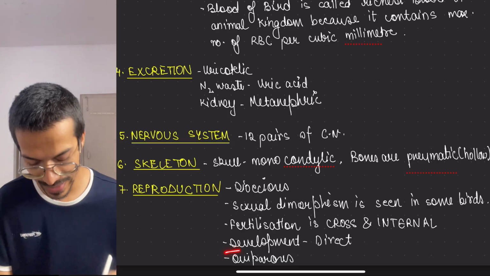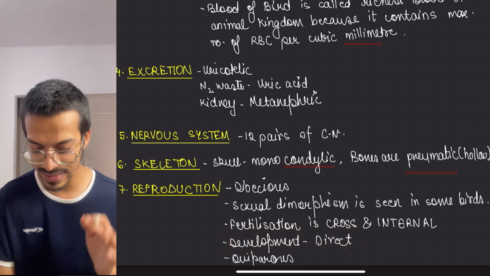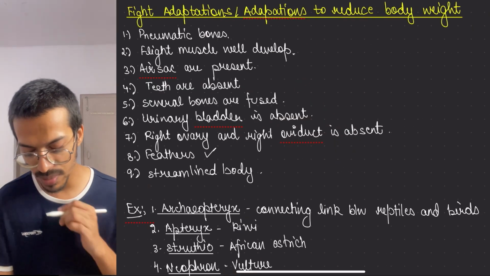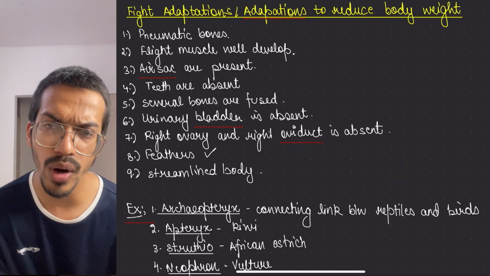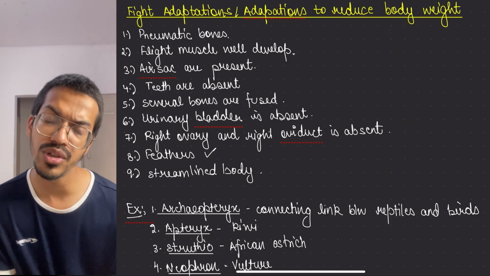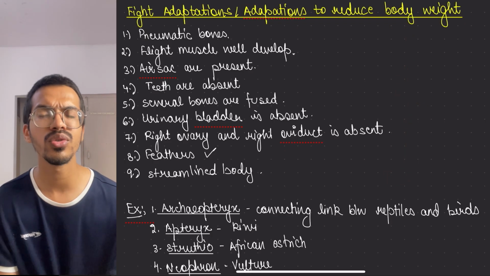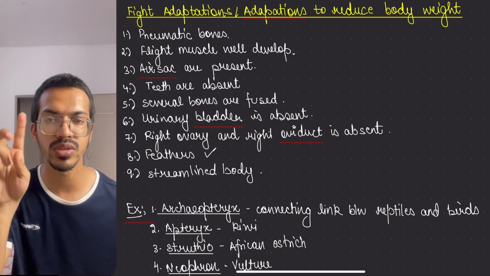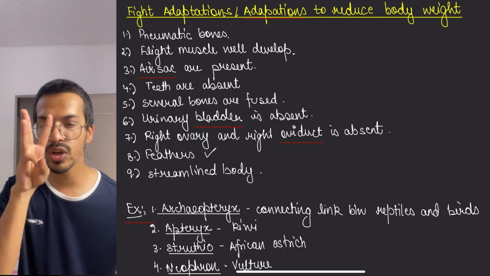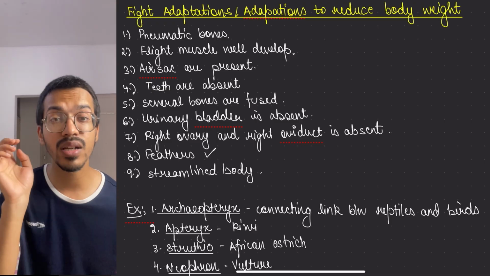Development is direct in them. They are oviparous, meaning they lay eggs. Certain adaptations are present in their body to reduce their body weight. You go through them and you should remember them. Till now, what do you remember? They have pneumatic, hollow bones. Bones are fused. Then we also taught that they have air sacs present. Plus their body is streamlined.